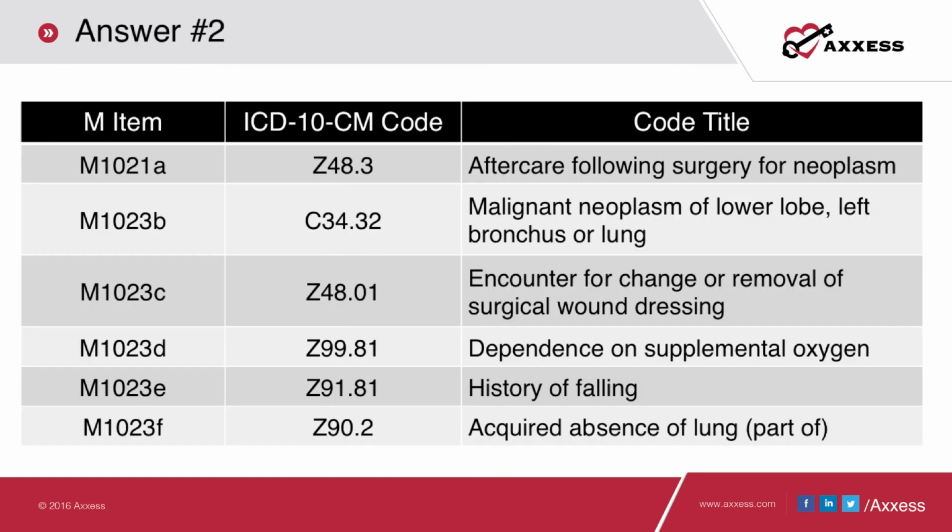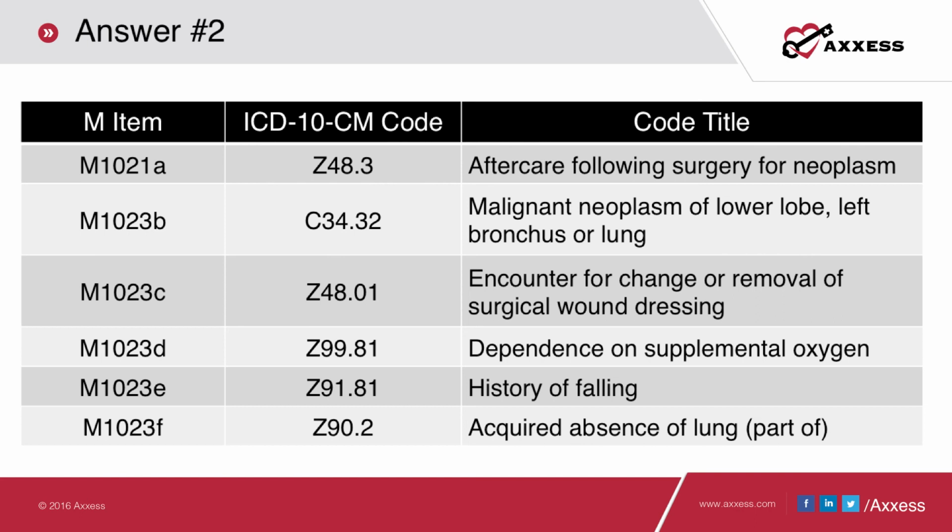In this case, we don't have a complication, so we're actually coding aftercare. There is an aftercare code specifically for surgery for neoplasm, and that code is Z48.3. We would then code the actual neoplasm, and you'll find that guidance at the Z48 category, and the code following that would be C34.32, malignant neoplasm of lower lobe, left bronchus or lung.